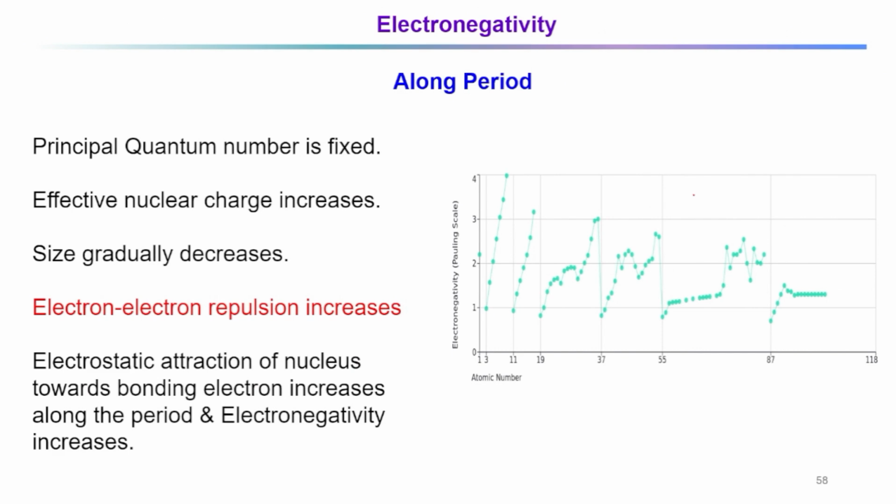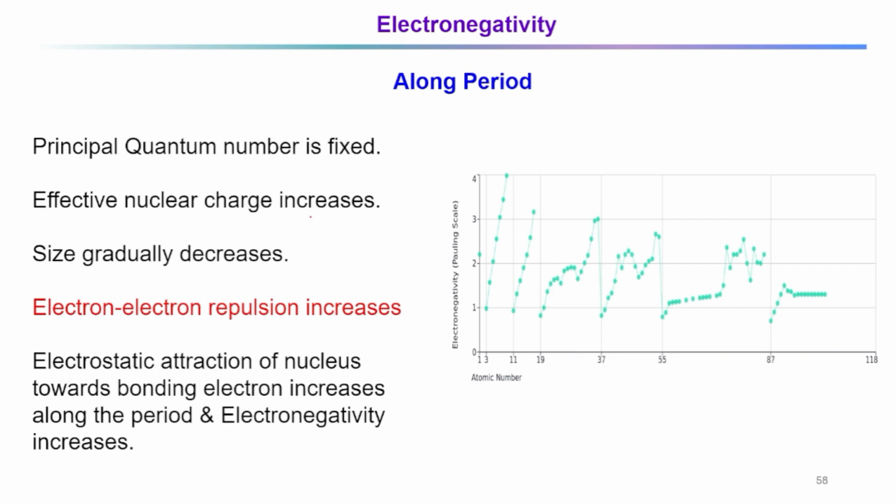Now let's see the reasons behind it. Let's first see the electronegativity trend along a period. Along a period, what are the factors? Principal quantum number is fixed, so the number of shells is fixed. Effective nuclear charge increases. I have already shown multiple times that as we go from left to right, the number of protons increases. That's why the effective nuclear charge also increases and size gradually decreases.